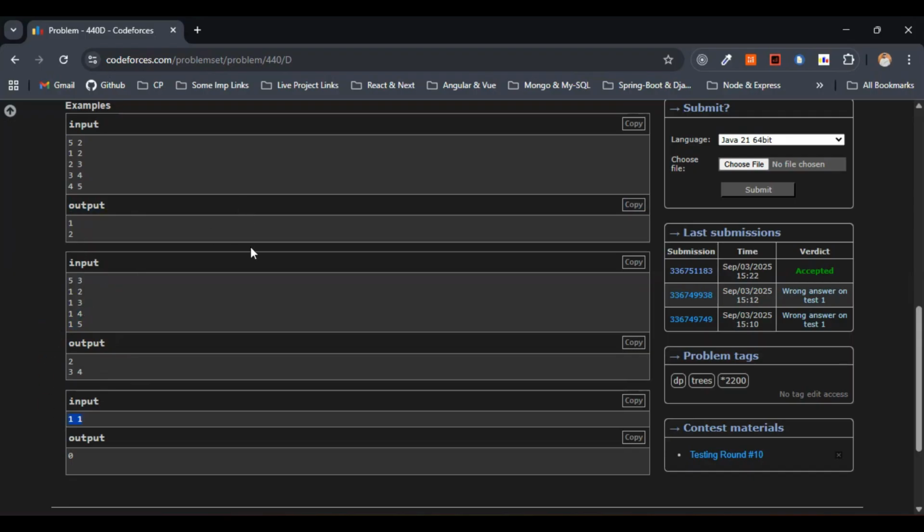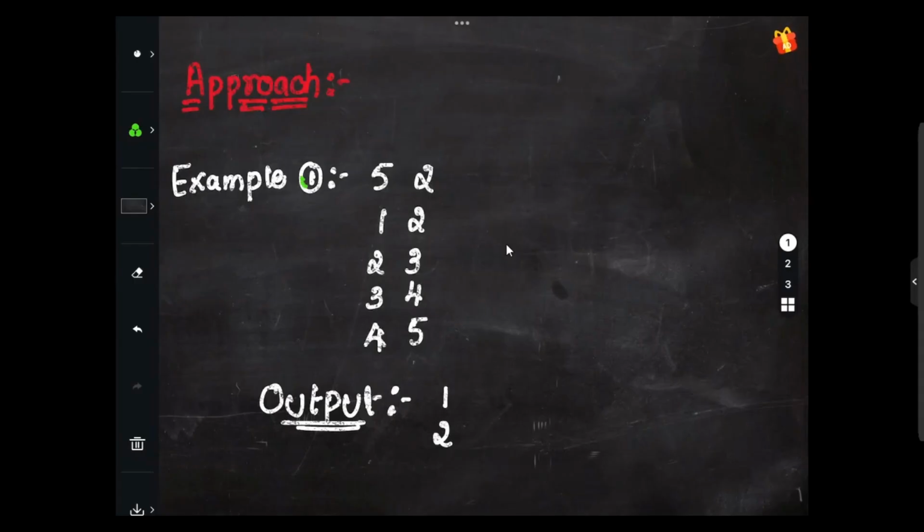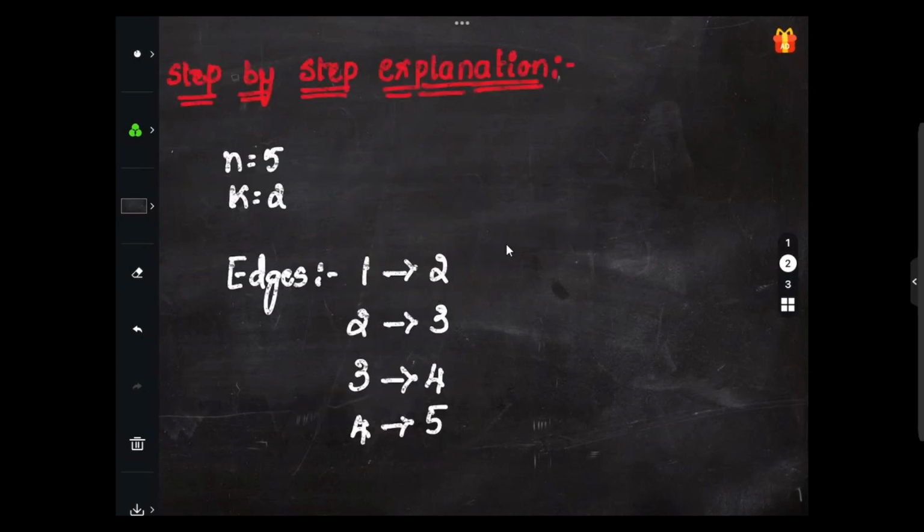As we are completely clear with the question and the input output part, let's quickly discuss the approach, followed by the complexities, and then let's write the code. As usual, let's discuss the approach first. Let's consider the same first example from the question. We have n as 5 and k as 2, with edges 1 2, 2 3, 3 4, and 4 5. The output that we need to get here is 1, 2. Let's move on with the step-by-step explanation.